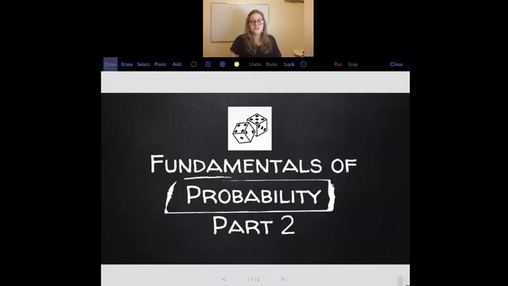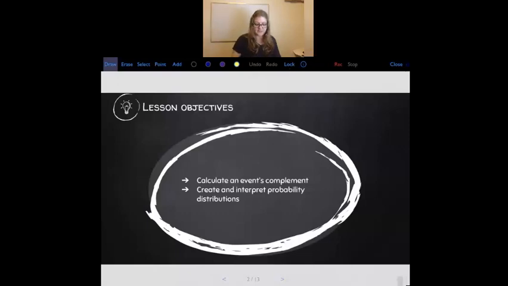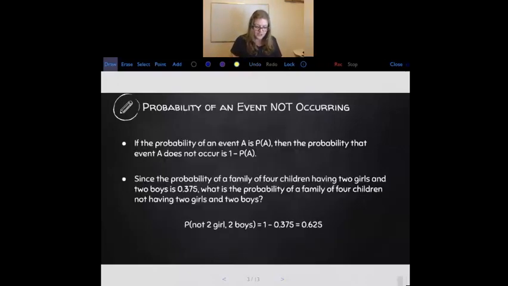Let's go over part 2 of our fundamentals of probability lesson. In this lesson, we'll learn to calculate an event's complement, and we'll create and interpret probability distributions. Now this is not a, "Hey, I like your outfit," compliment. This is complement with an E, which refers to the event not happening. So, the probability of an event not occurring.